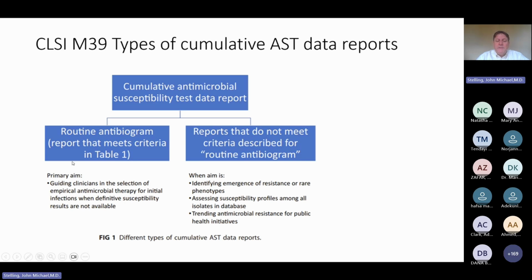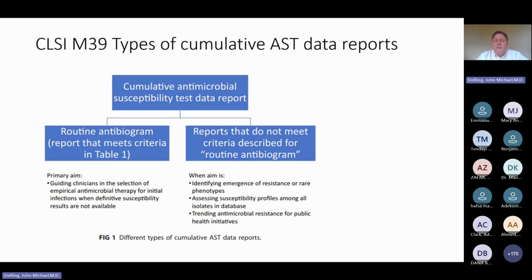The CLSI document defines what we refer to as a routine antibiogram, where the primary aim is guiding clinicians in the selection of empiric therapy for the initial infections when definitive susceptibility test data are not available, either because a sample was not taken, or because a sample was taken, but the results are not available yet. It always takes generally two or three days to get your antibiotic results. So when I refer to the routine antibiogram, the objective stated by CLSI is guidance for empiric therapy while you are waiting for results, if there are results.